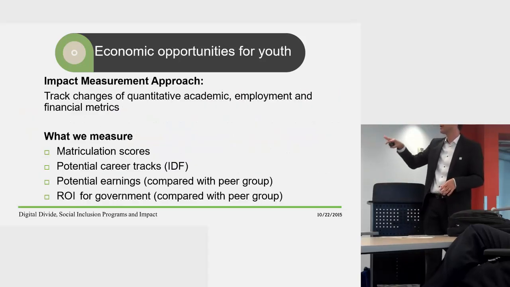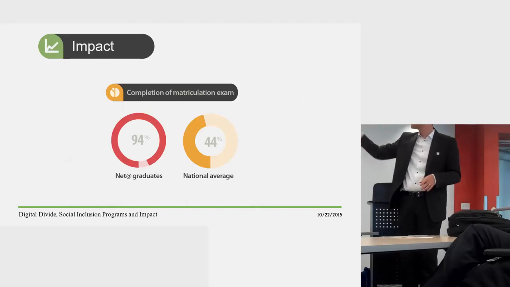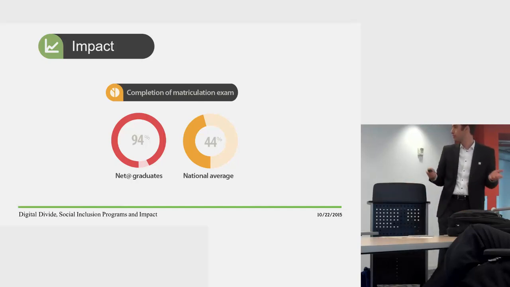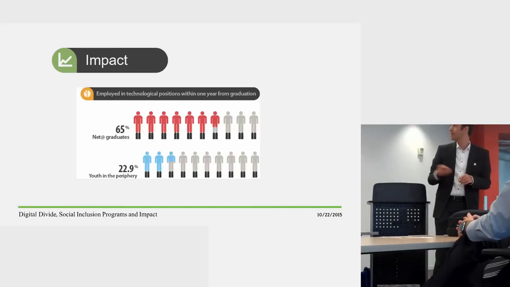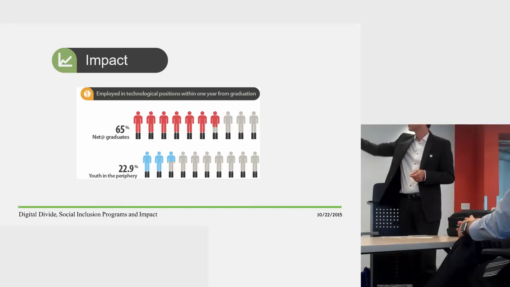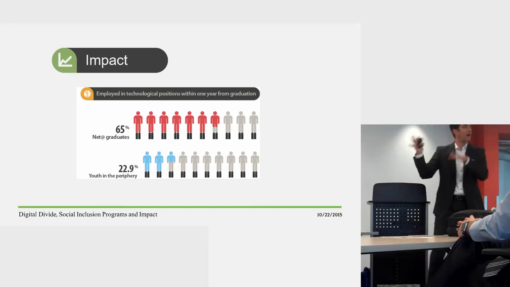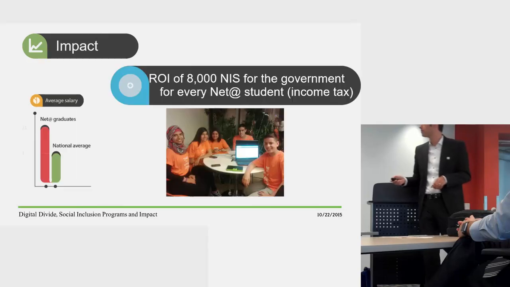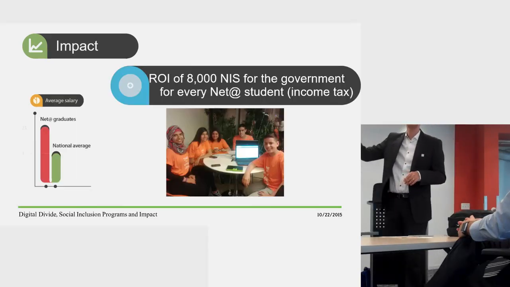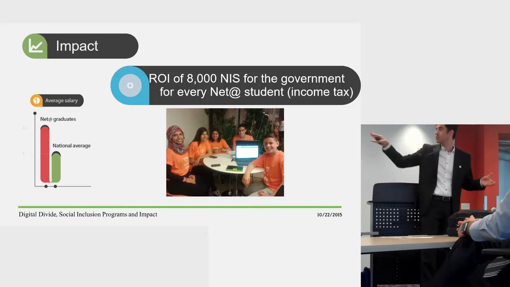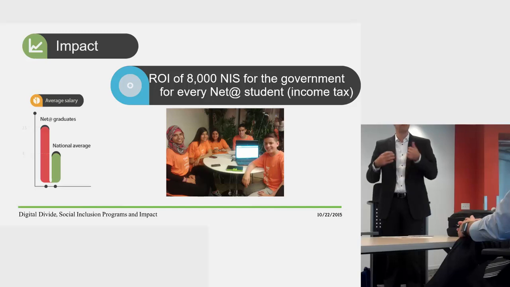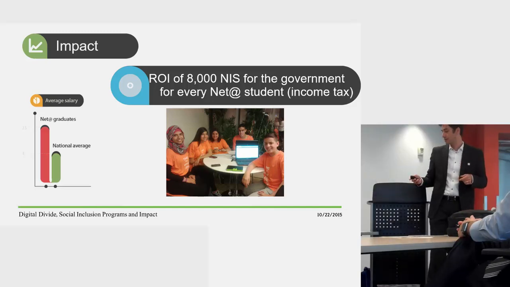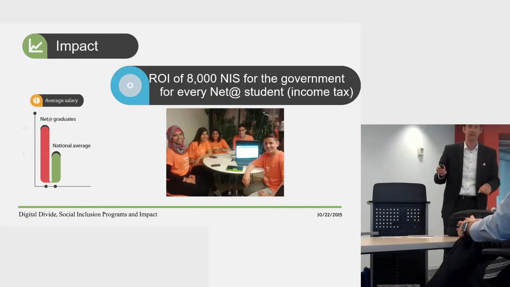And the results are, in terms of education, they excel much better, and most of them get the matriculation exam certificates. In terms of employability, two thirds of the graduates of NETA, the youth movement, are employed in technological positions, compared to less than one third of the average population in their hometowns. And in terms of salary, they are paid more than twice the national average graduate salary. That's because we've invested 600 hours in digital literacy and technology vocational studies. And the government gets 8,000 shekels every year for every student in taxes.